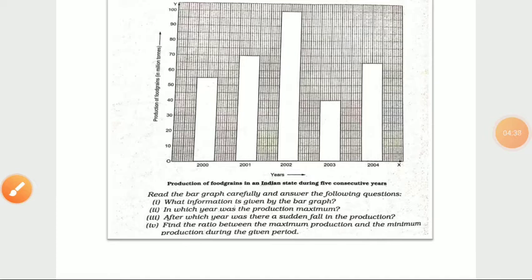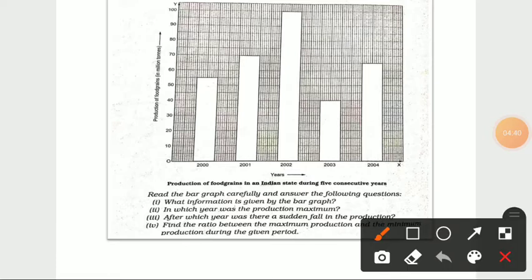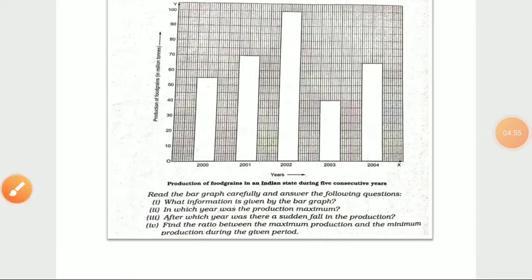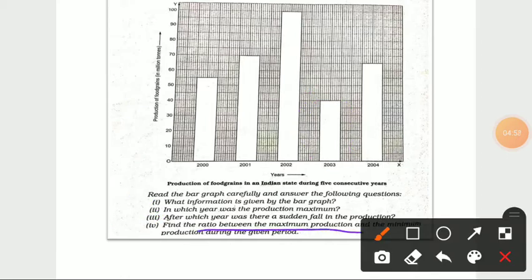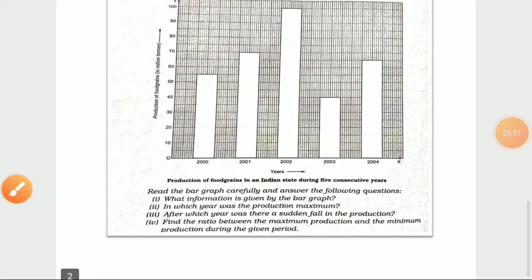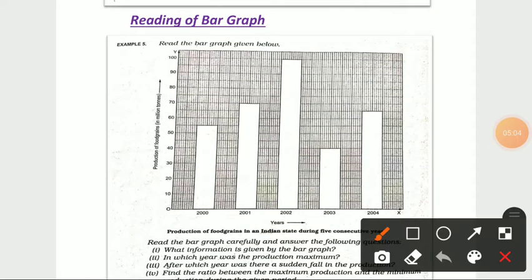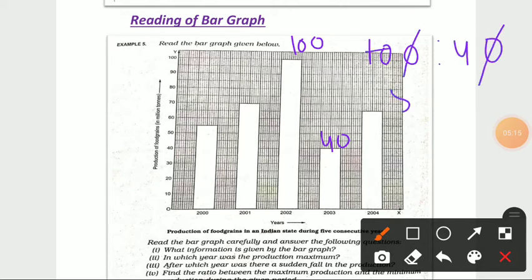After which year was there a sudden fall in the production? You can see in 2002 the production was very good, and in 2003 there was a sudden fall. So after 2002 the production fell. Find the ratio between the maximum production and the minimum production. If we look at the graph, the maximum production is 100 and the minimum production is 40. So we are doing 100 ratio 40. If we cancel out, 2 fives are 10, 2 twos are 4. So 5 ratio 2 is the ratio.